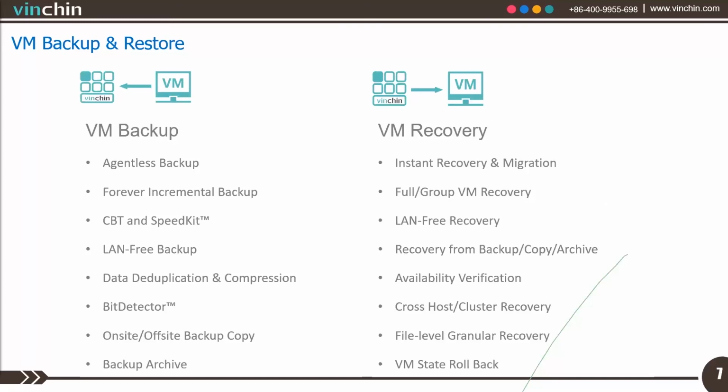And for some specific situations, for example, if there are just some files in the virtual machine that have been corrupted or accidentally deleted, you can use our file level granular restore feature to recover the files only instead of recovering the whole virtual machine. Another example, if a virtual machine got affected by ransomware, you can choose to roll back the virtual machine state by simply using a previous restore point.